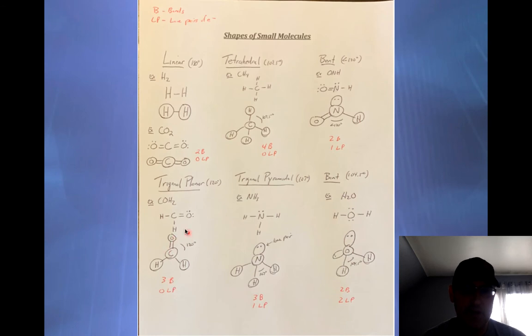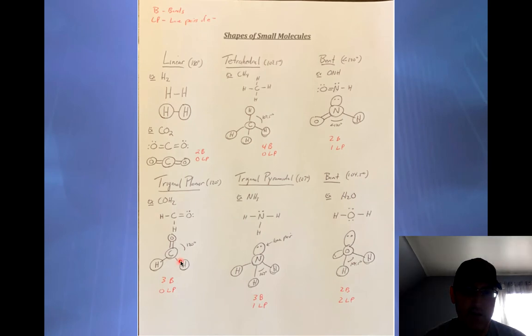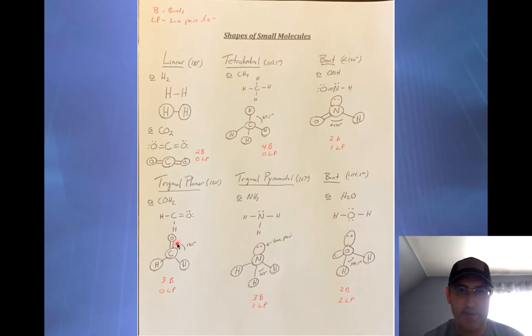And here's how you would draw that. Remember, it's like a pyramid, or excuse me, I should say a triangle. We show a double bond to oxygen with the 2 dashes, single bond to H, single bond to H. Okay, it's not like a T, it's not like a flat T. It looks like a triangle. So 3 bonds, 0 lone pairs. All of these angles are the same, 120, 120, and 120.